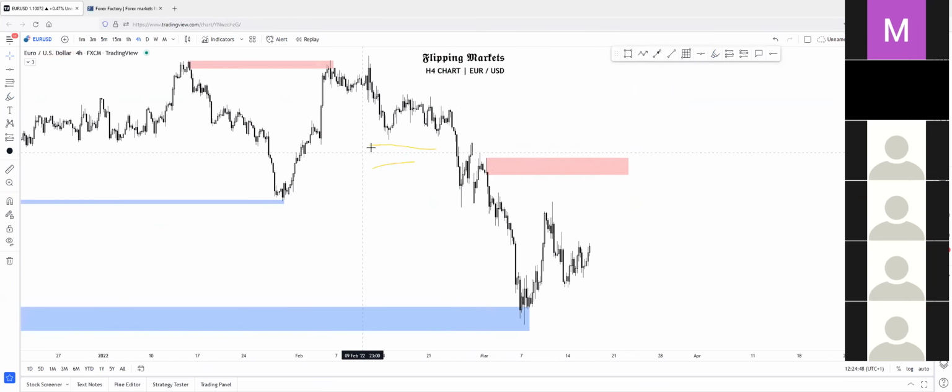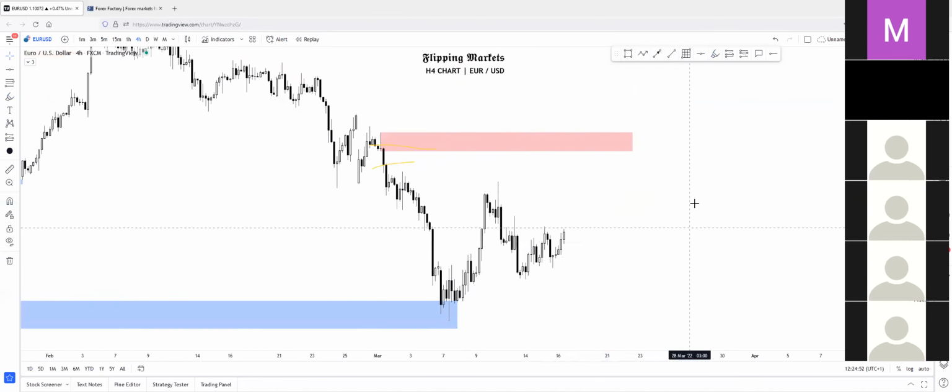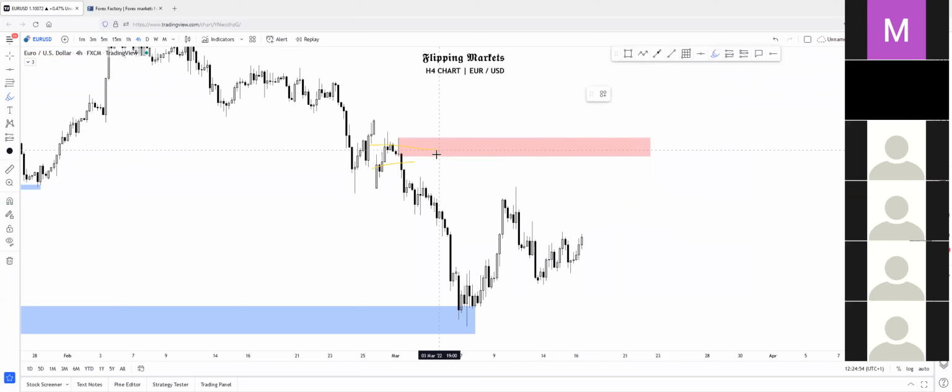Please just remove this drawing from the stream because I can't see the chart from it. I don't know who drew it here, but please just remove this drawing, or I will do it manually. Sorry, clear all drawings, perfect.